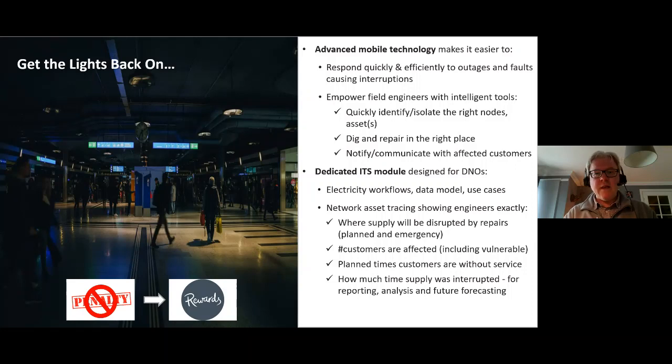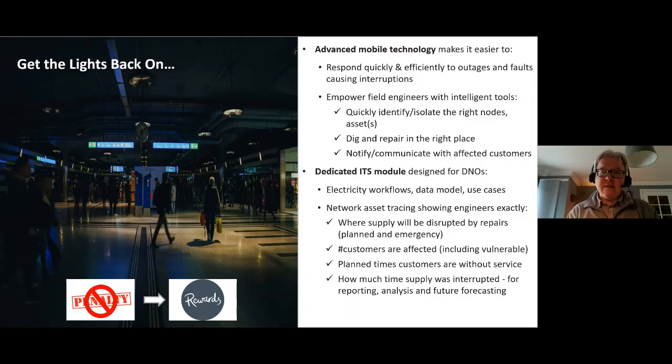So I think it's a very neat tool, and it uses the advanced mobile technology that we have within Geofield to allow the field workers to respond quickly and to respond efficiently with the right data and be able to change their traces depending on the situation as it occurs on the ground. It allows us to pick out the right assets to work with, to make sure that we're digging in the right place, and to make sure that affected customers are notified in a timely fashion and that vulnerable customers are identified quickly.